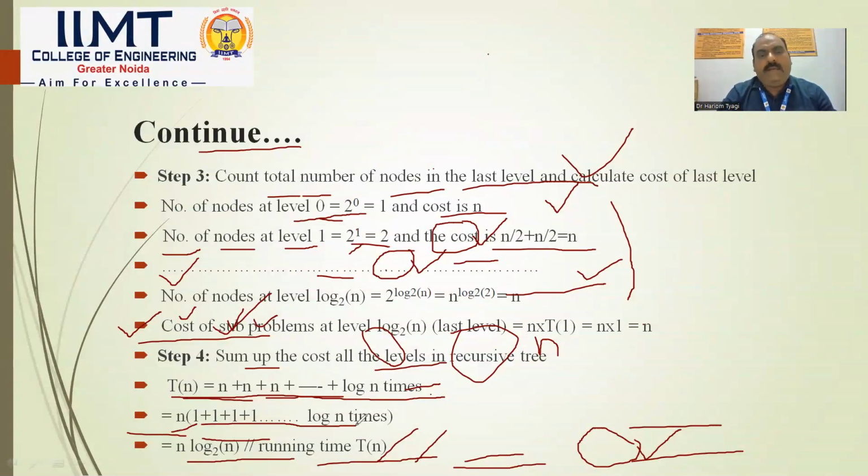Okay. Then the final value is, in the previous master method, we found the solution of the recurrence of merge sort is n log n. Running time of merge sort, what was the answer? The answer is n log n.